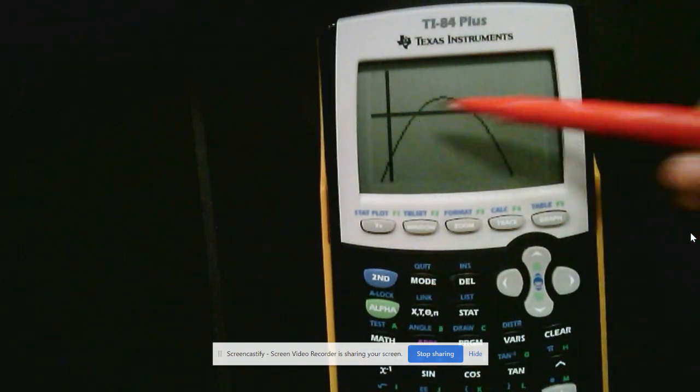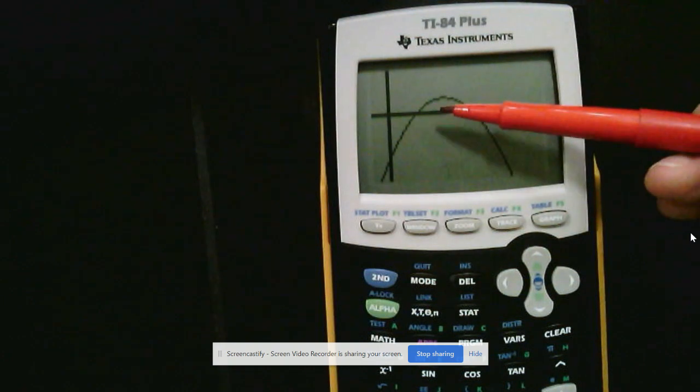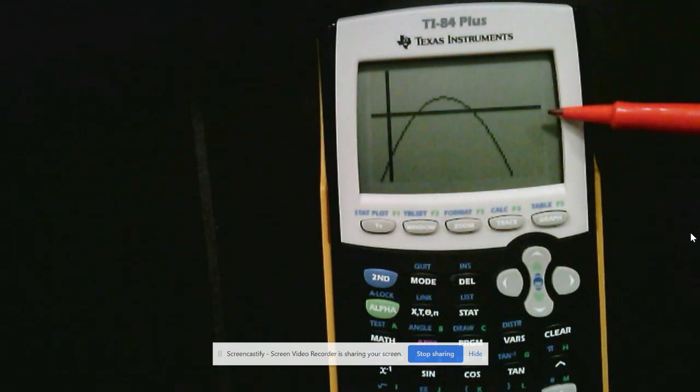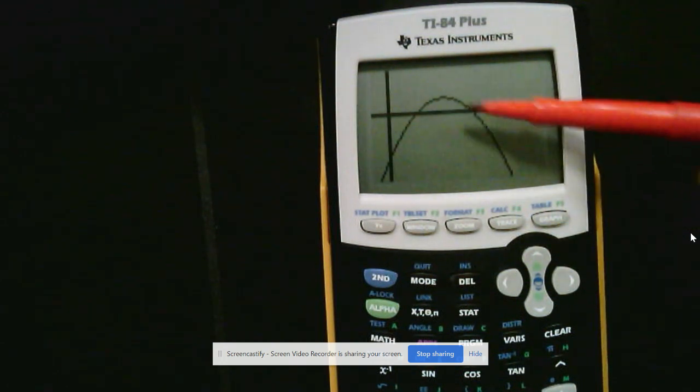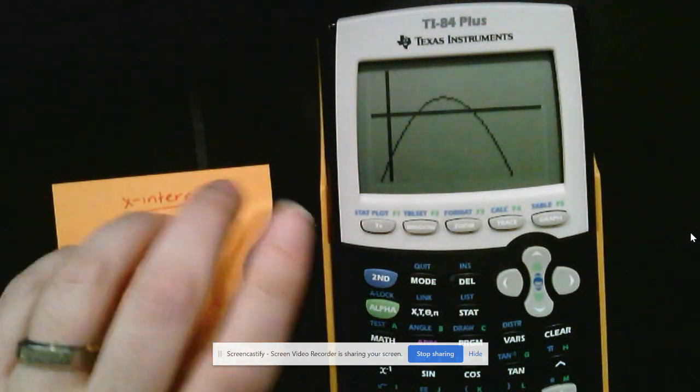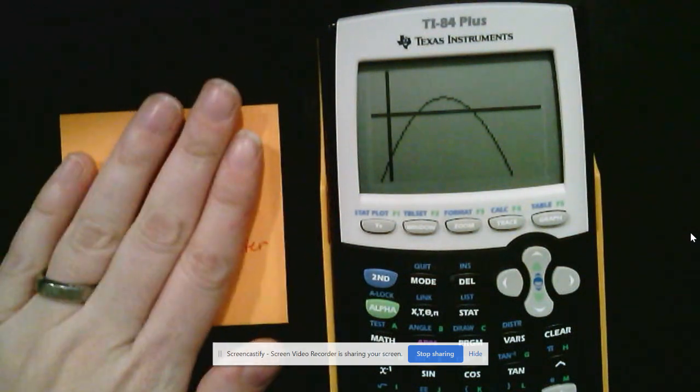Okay, so I'm trying to find these two x-intercepts right here. I can't do what I did with the vertex and use a left bound all the way from here to here, and then my right bound all the way to here, because the calculator is just going to give me one of these. So what I'm going to do is use some number sense to figure out how I want to break down my windows.